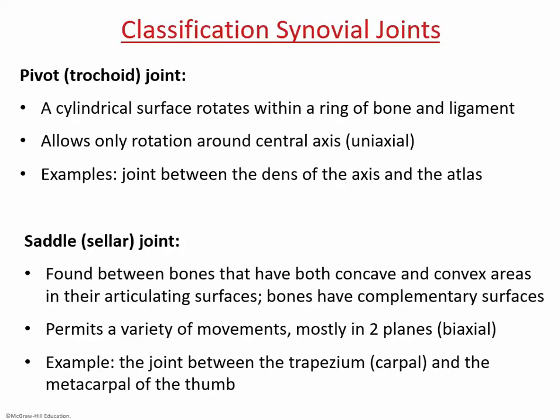Some joints allow rotation only, but no change of angle. So that would be like between the axis and atlas of the skull. It's a pivot joint. Another one is between the radius and the ulna in the forearm. There's a proximal radioulnar joint and there's a distal radioulnar joint, and both of them are pivot joints. You can't change the angle between the radius and the ulna, but you can rotate them around one another.